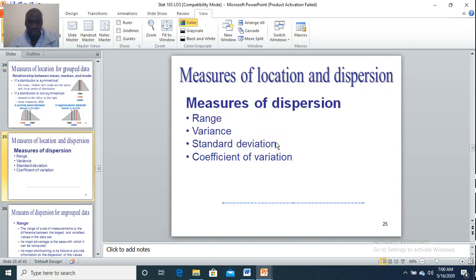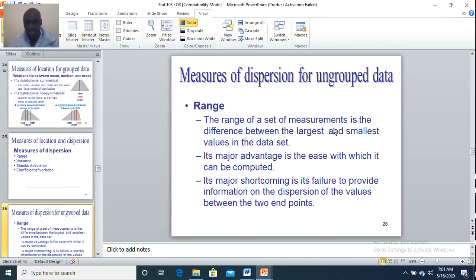Now we look at the measures of dispersion. We were talking about measures of central tendency, so we talk about range, variance, standard deviation. Range is just the largest number minus the smallest number. It's easy to compute, but it doesn't give any information that is important.